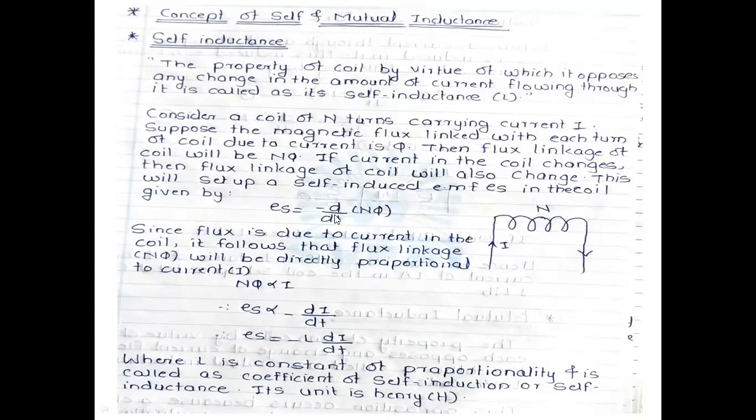Then Es is directly proportional to minus d by dt of N phi, in whose place we can write I. Removing the proportionality and taking the equal sign, with the minus as it is, the constant of proportionality we consider is L. L is nothing but the constant of proportionality, also called the self inductance coefficient. So Es equal to minus L di by dt, where L is the constant of proportionality and is called the coefficient of self inductance.